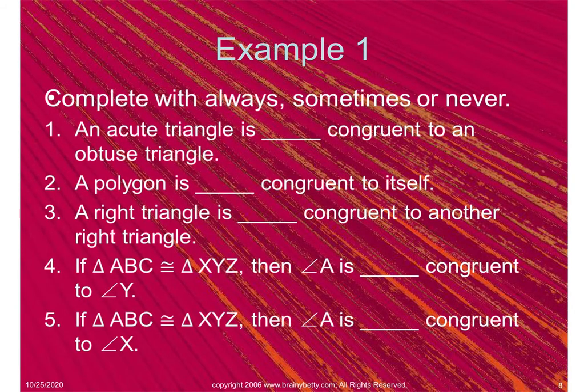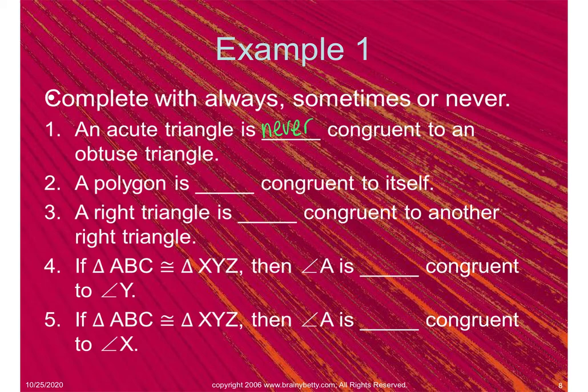Okay, complete with always, sometimes, or never. An acute triangle is blank congruent to an obtuse triangle. That would be never. And the reason is because if you're acute, you have no angles that are obtuse, and if you're obtuse, you have one angle that is not acute. So they can never be congruent to each other. In order to be congruent, everything needs to be the same.